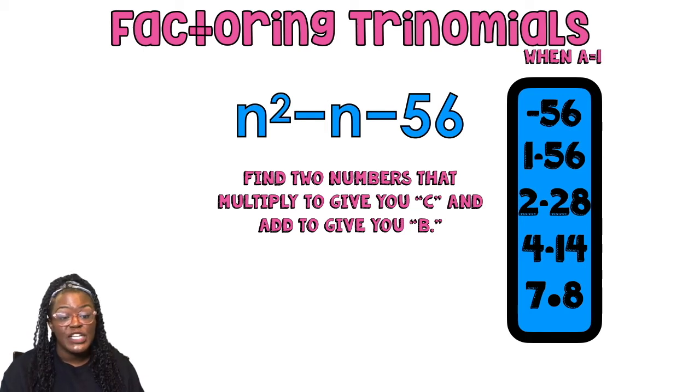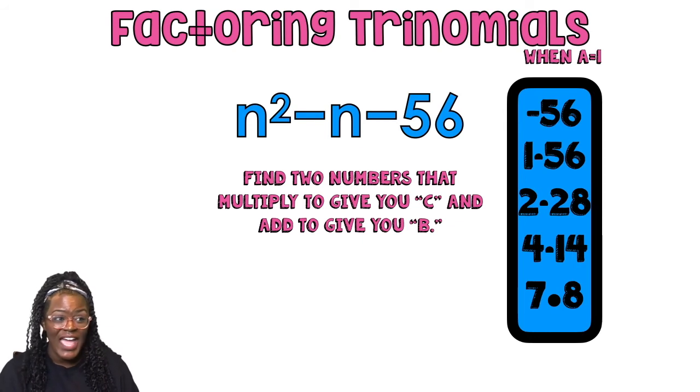So, usually students get confused when there's no number. They're like, I don't know. Well, it's a negative 1, okay? So it's a negative 1. So how can I get a negative 1? Not 1 and 56, not 2 and 28, not 4 and 14, right? If I add or subtract those, I'm not getting a 1.